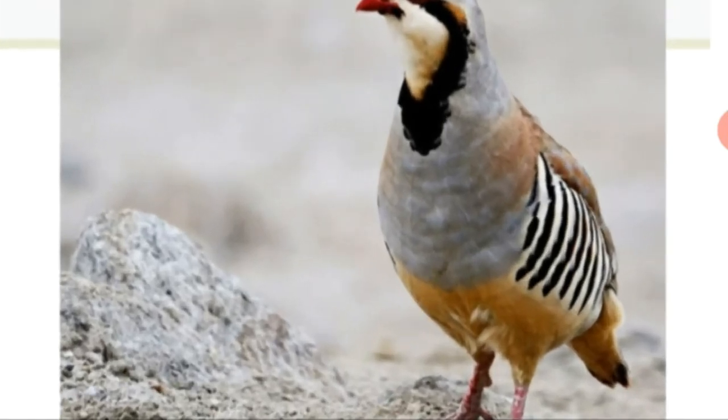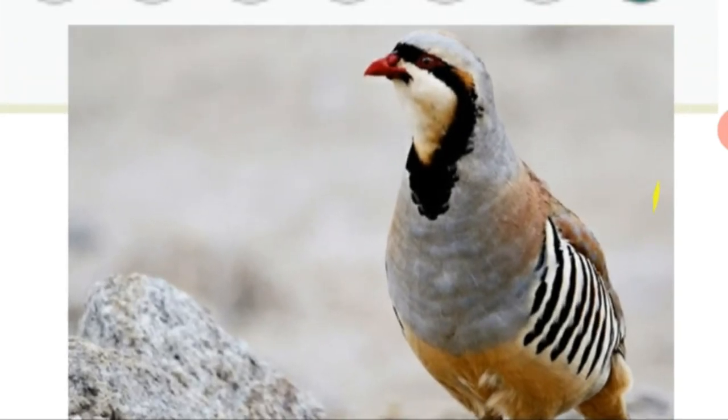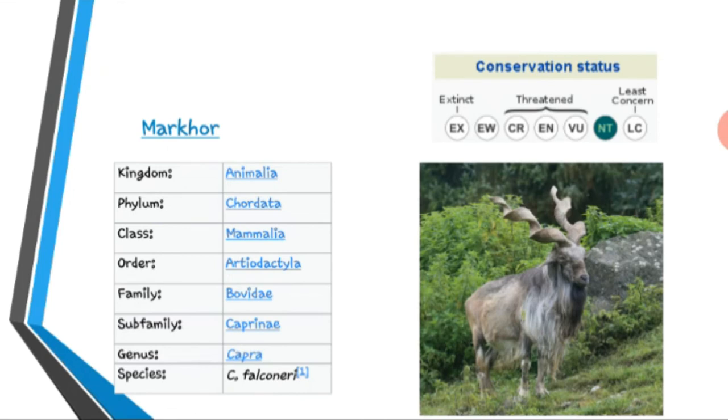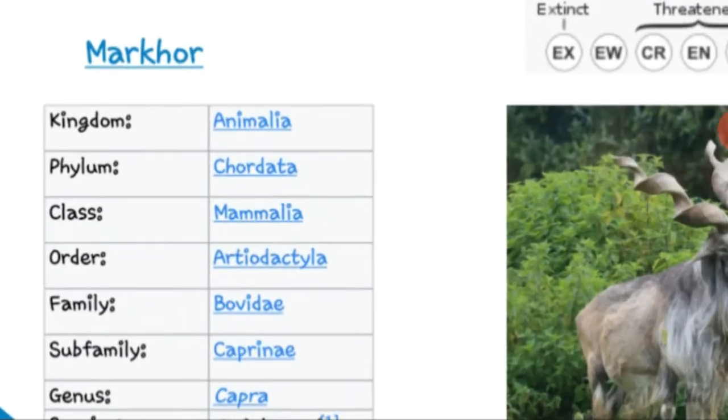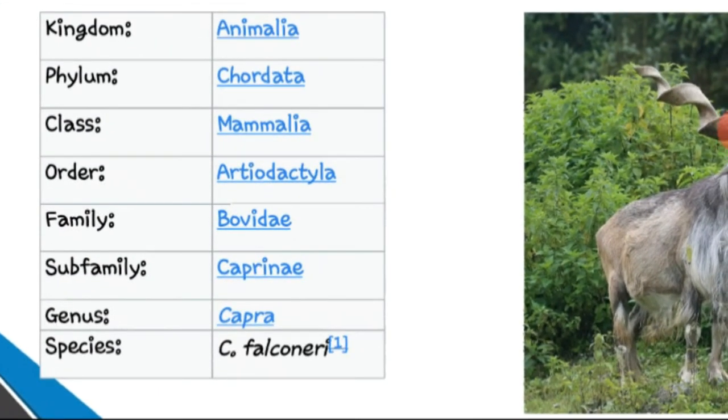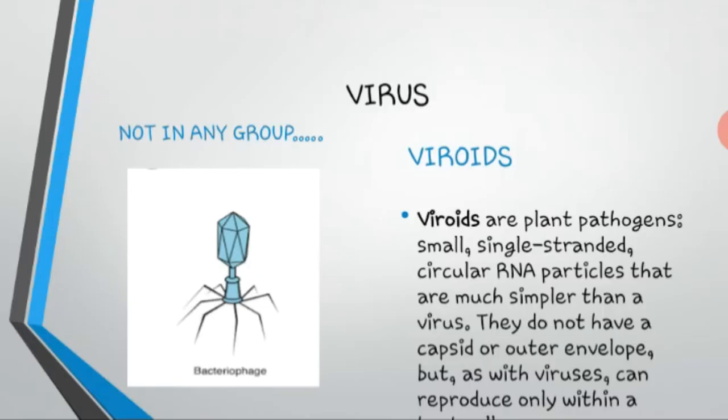There are many. So this is the picture of Markhor. Chukar. We call it Chakor as well. Okay, Markhor is coming into the threatened status, and it belongs to class Mammalia, which is basically for animals, for those which actually walk on earth, they do not fly. So it's for that. Okay.